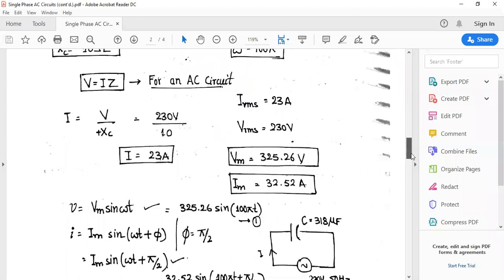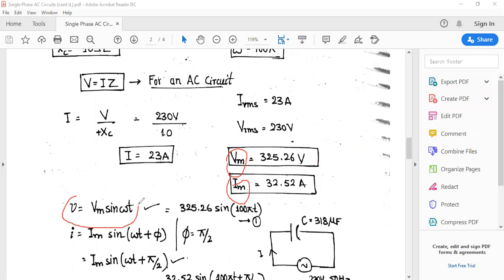So next, what we can do is VM is VRMS into root 2, and IM is IRMS into root 2. So you multiply by root 2 for both VRMS and IRMS, and you will get VM and IM. Okay, that's how you can calculate both VM and IM, which are the maximum values of voltage and current.